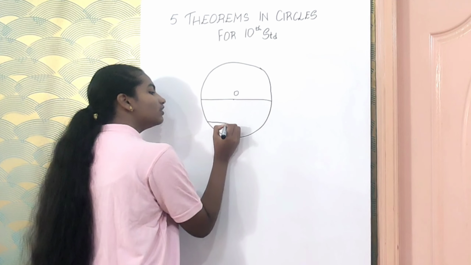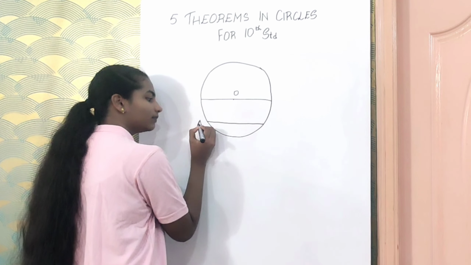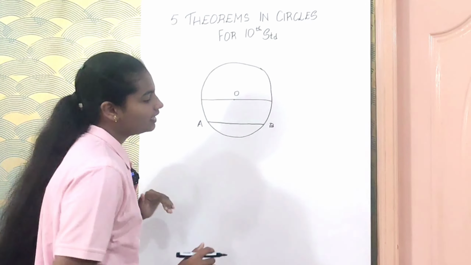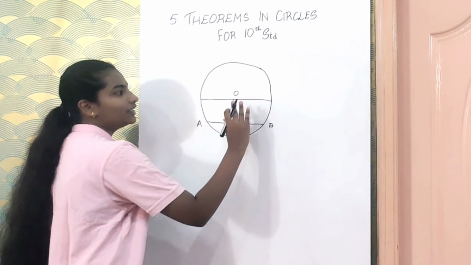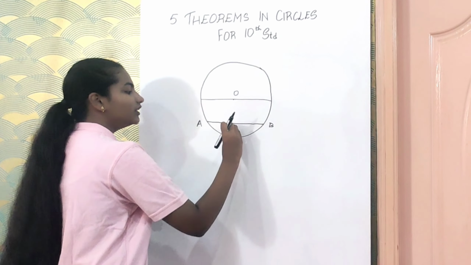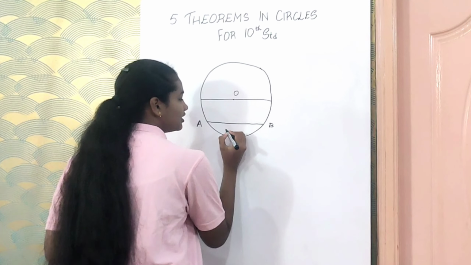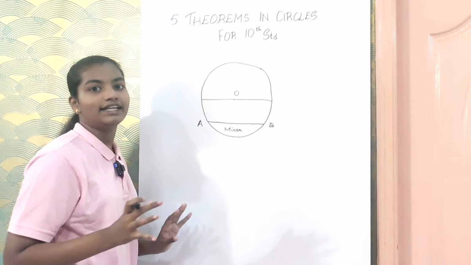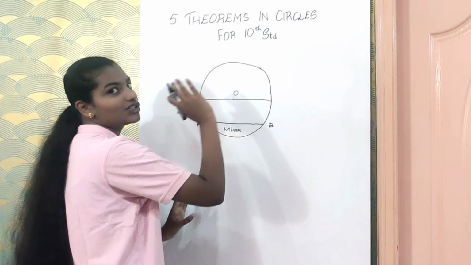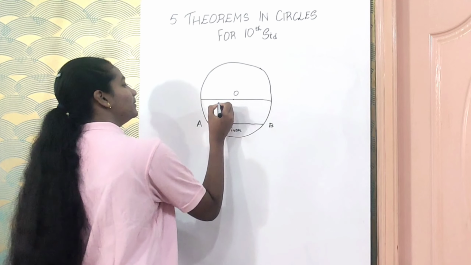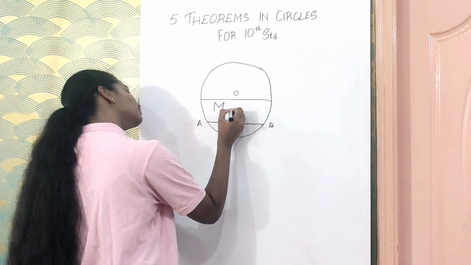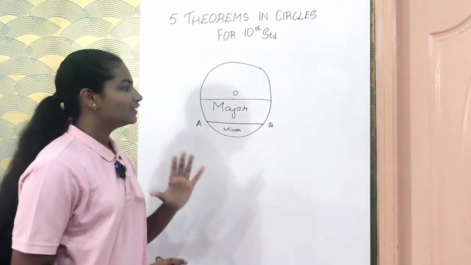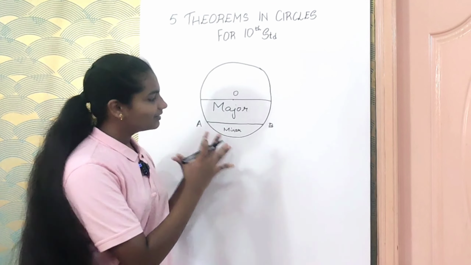Now, I'll draw a chord. Now, AB chord is drawn in this circle. Now, this is smaller compared to this whole part, right? Now, this part will be called as the minor segment. Both will be segments, but because this is small, it is the minor segment, while this, which is the larger part of the circle, will be the major segment. Okay, that is the basic.